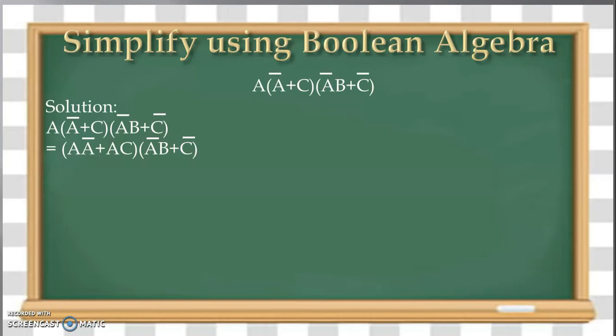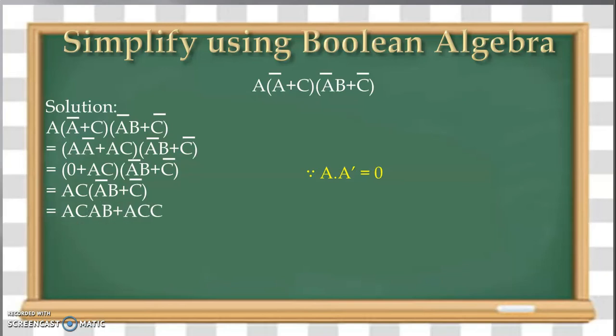Now A dot A bar, we know that it is 0. So 0 plus AC plus A bar B plus C bar, because A dot A bar is equal to 0. So again we write as AC plus A bar B plus C bar. Now again we have to open the bracket. So we do the multiplication of AC with A bar B as well as with the C bar. So AC A bar B plus AC C bar.